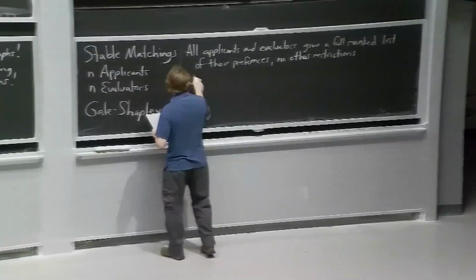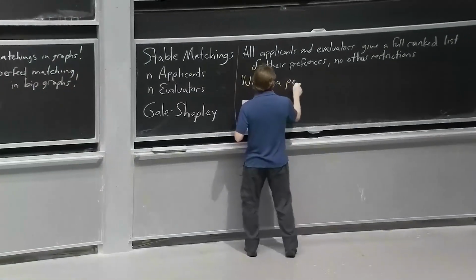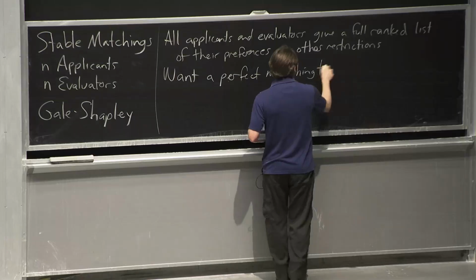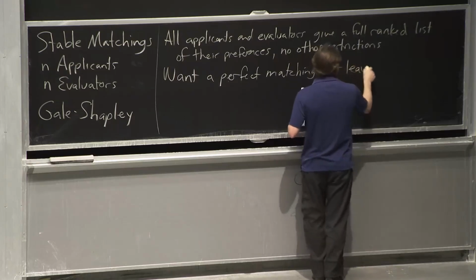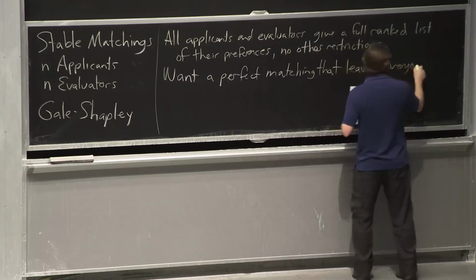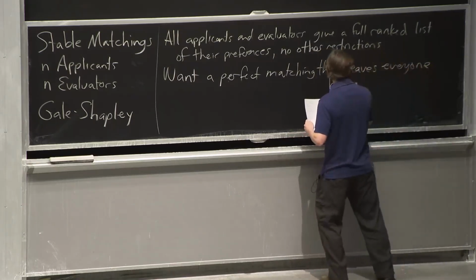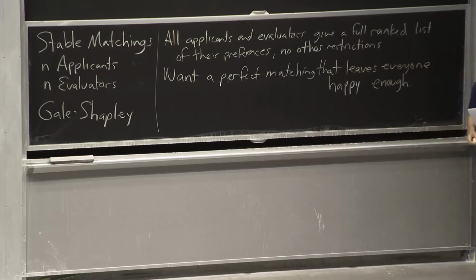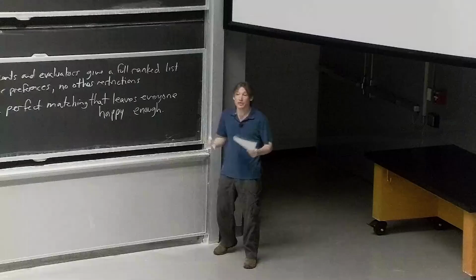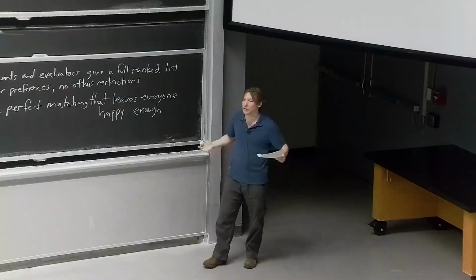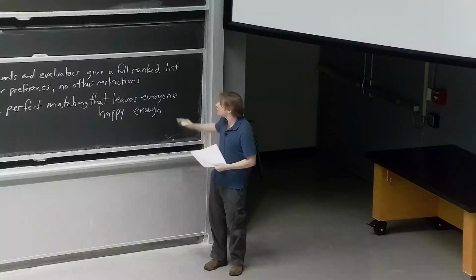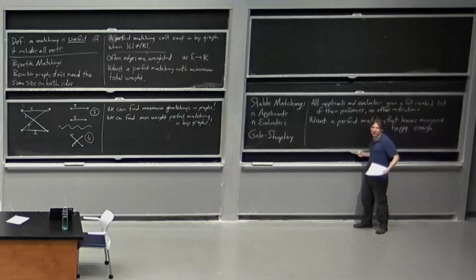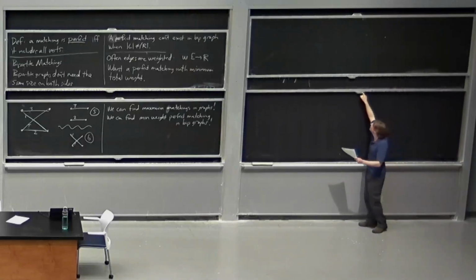And we want a perfect matching. That leaves everyone happy. Happy enough. Like I said, we can't give everyone their top choice, especially if all their top choices collide. But we want to make sure everyone's happy enough. And so let's look at an example before we describe exactly what we mean by happy enough.